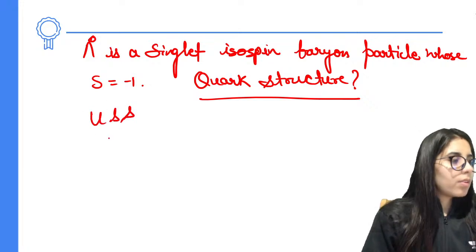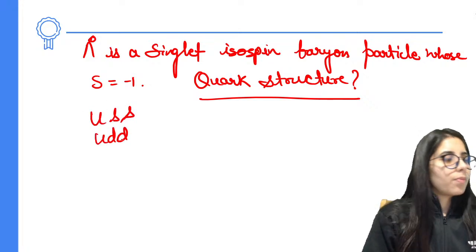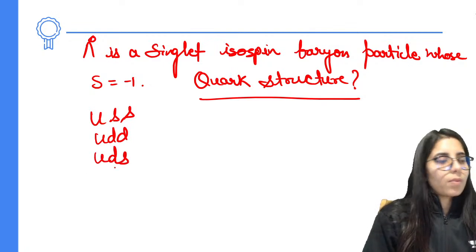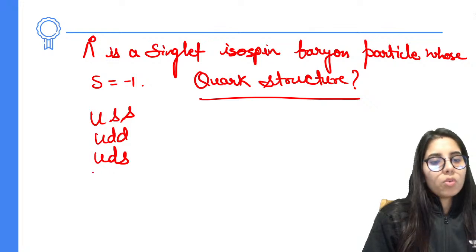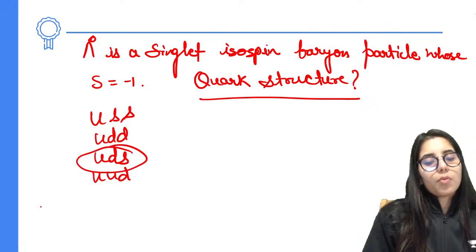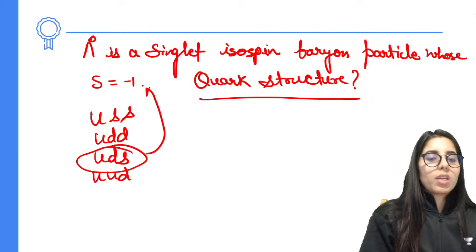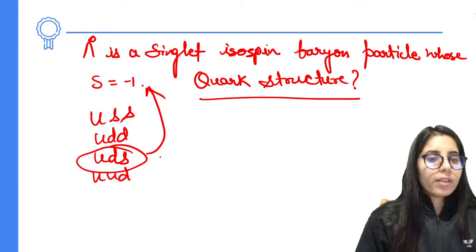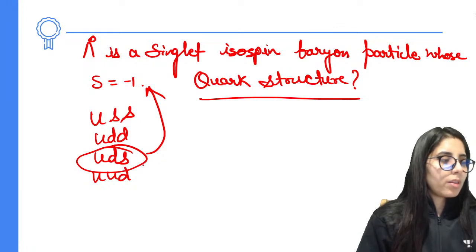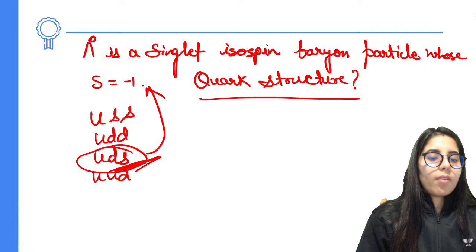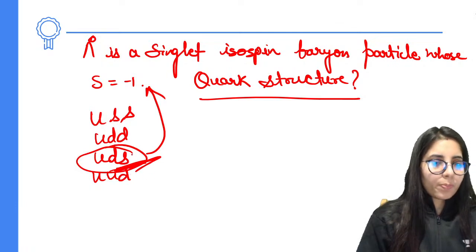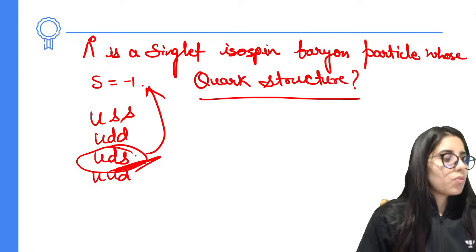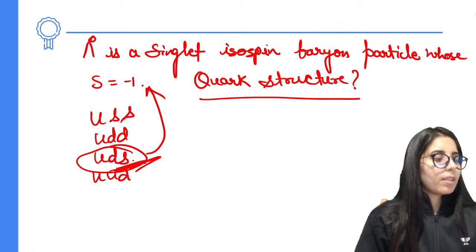USS, UDD, UDS, UUD. So we know that the strangeness number for the strange quark is minus 1, and that is minus 1, so it will be option UDS. That's option B we had there. I've written them in the reverse manner, but this is the right answer. So option UDS. Okay, it's easy. If we know the properties, we can simply work on that part and we can get the answer.